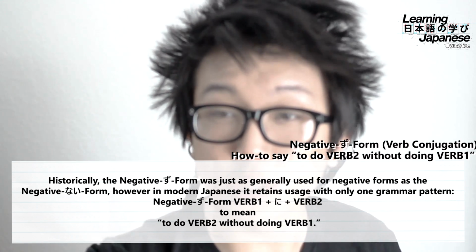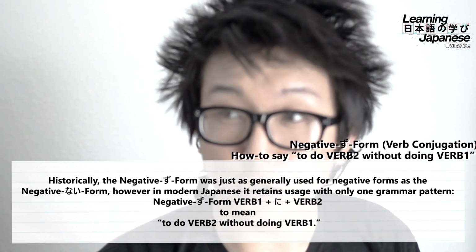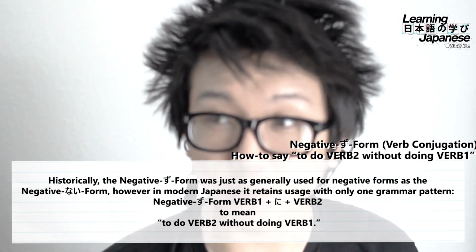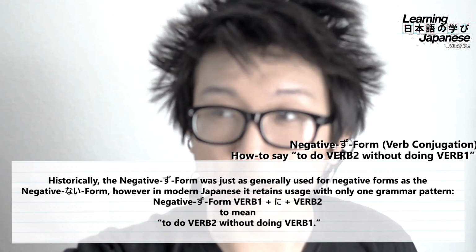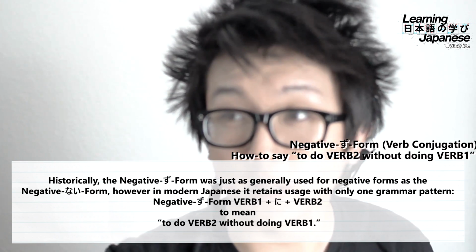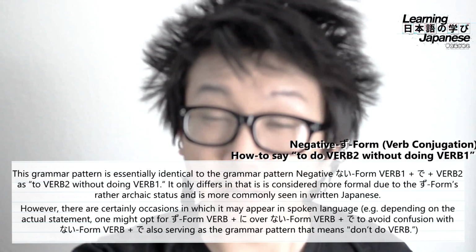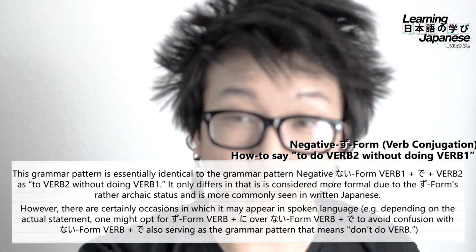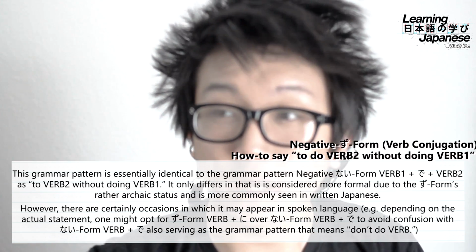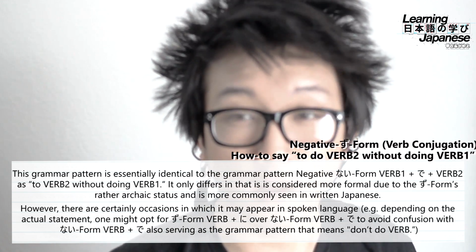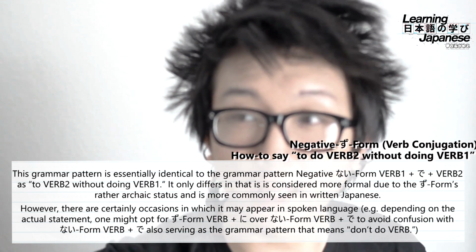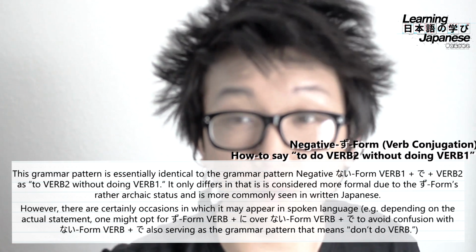Okay, so now that we know how to conjugate verbs into their zu form, let's go into more contextual information about what the zu form is actually used for. Historically speaking, the negative zu form was pretty much just as generally used as the negative nai form. The negative nai form in modern day Japanese, you probably know, is used in a lot of grammar patterns. The negative zu form, not so much. In fact, it only really retains one usage, one grammar pattern that is used in modern day Japanese, and that is doing the zu form of a verb with the particle ni plus another verb in whatever form you want, which means doing that second verb without doing the first verb that's in its zu form.